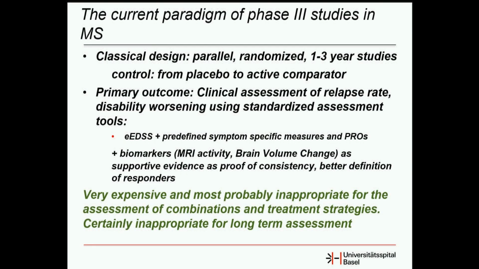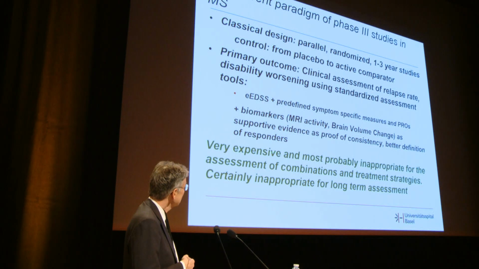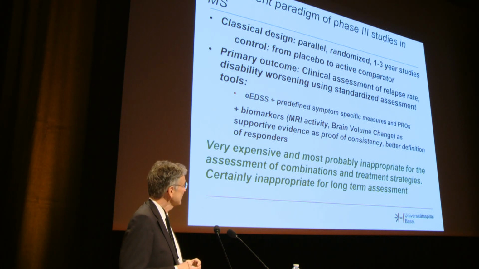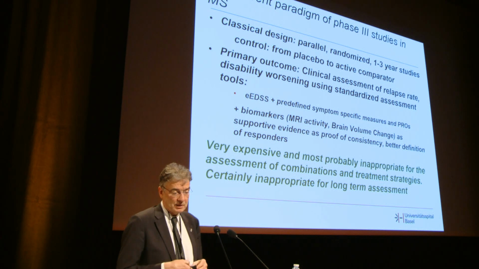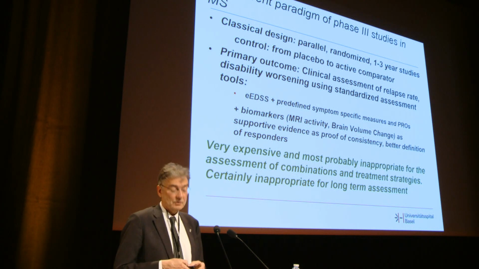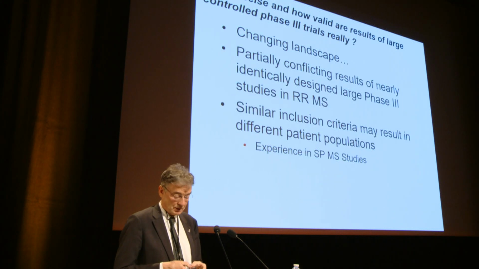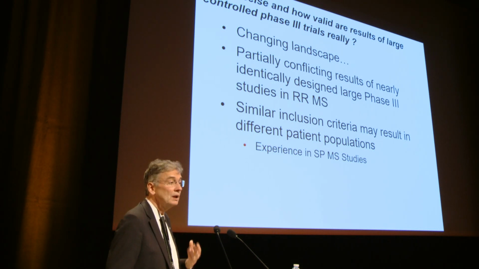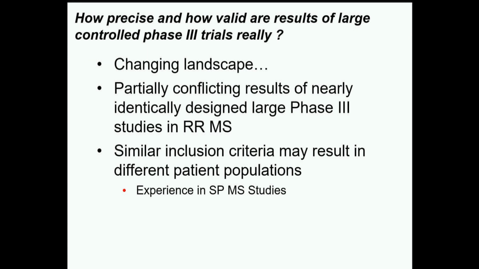These studies have become more and more expensive, also because of this phenomenon that was just alluded to in the introduction of a lower frequency of events. And it seems to be quite inappropriate for the assessment of combinations and treatment strategies. The more complex the approaches are, the more these are management strategies. This classical design will not help us, and of course it's not good for long-term assessment, which is certainly very important in multiple sclerosis.